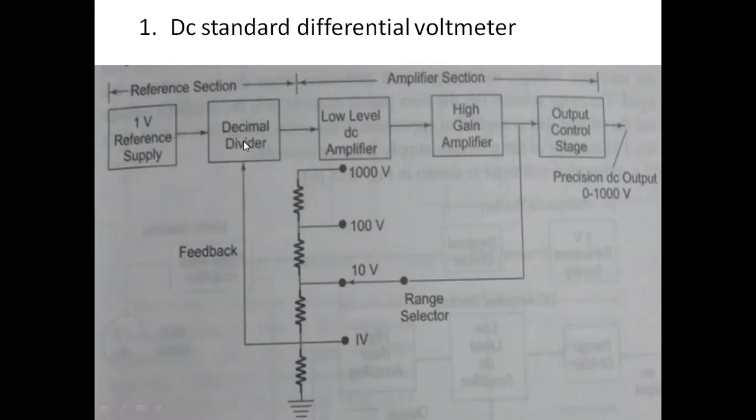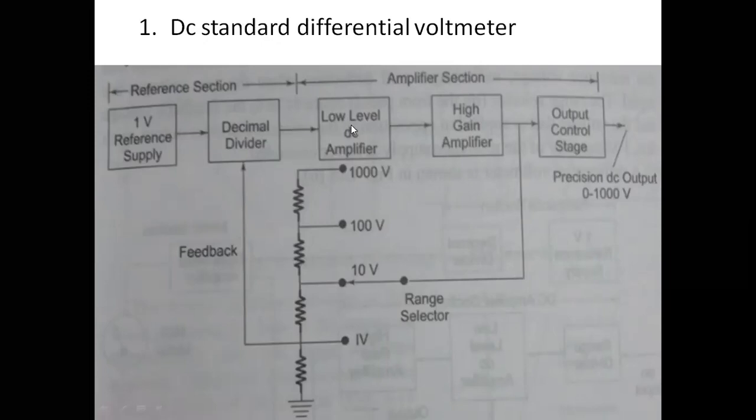In the decimal divider, it will produce 1 over 10 of the voltage. It produces 1 by 10, so 0.1 volt is the output of the decimal divider. So it provides some ratio of the signal with the 1 volt reference and the feedback. With that, we will get the decimal divider output, and this is a very low value.